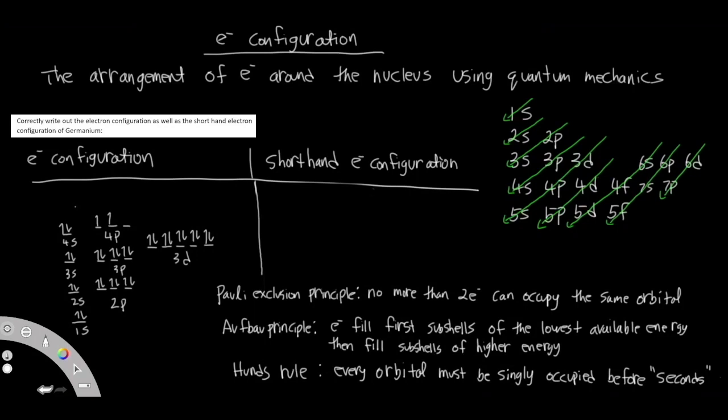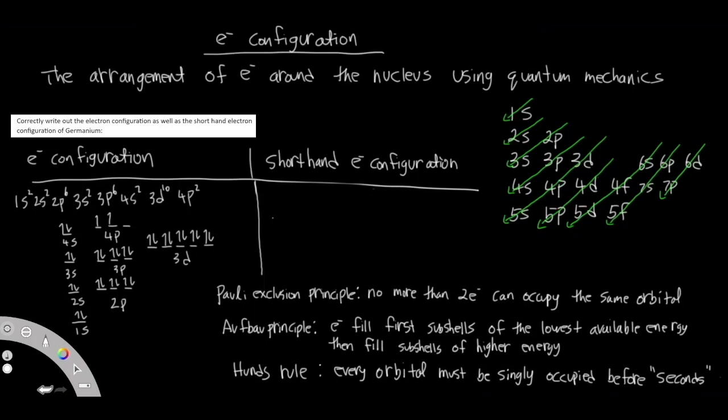So if I were to write this all out in terms of words, it would be 1s2, 2s2, 2p6, 3s2, 3p6, 4s2, 3d10, and 4p2.